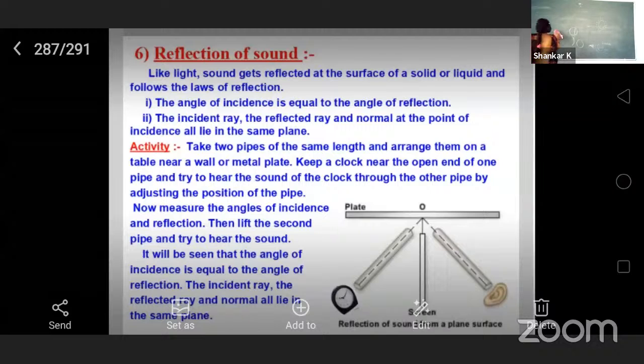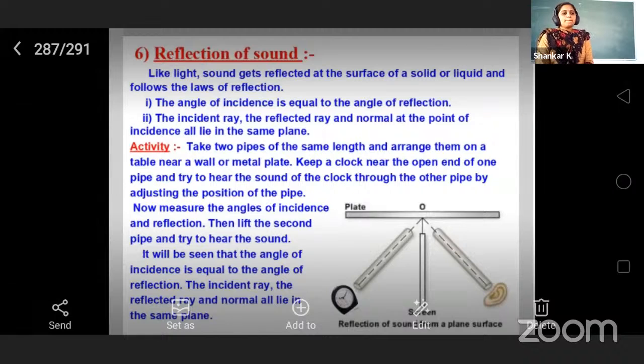So when it comes to reflection of sound, I have taken this example. Sound also reflects. Like light reflects, sound also reflects to different sides. Now this is a room, this is a hall, students. Whatever I am speaking, I am listening, right? Whatever I am speaking, I am listening. This is what reflection says.